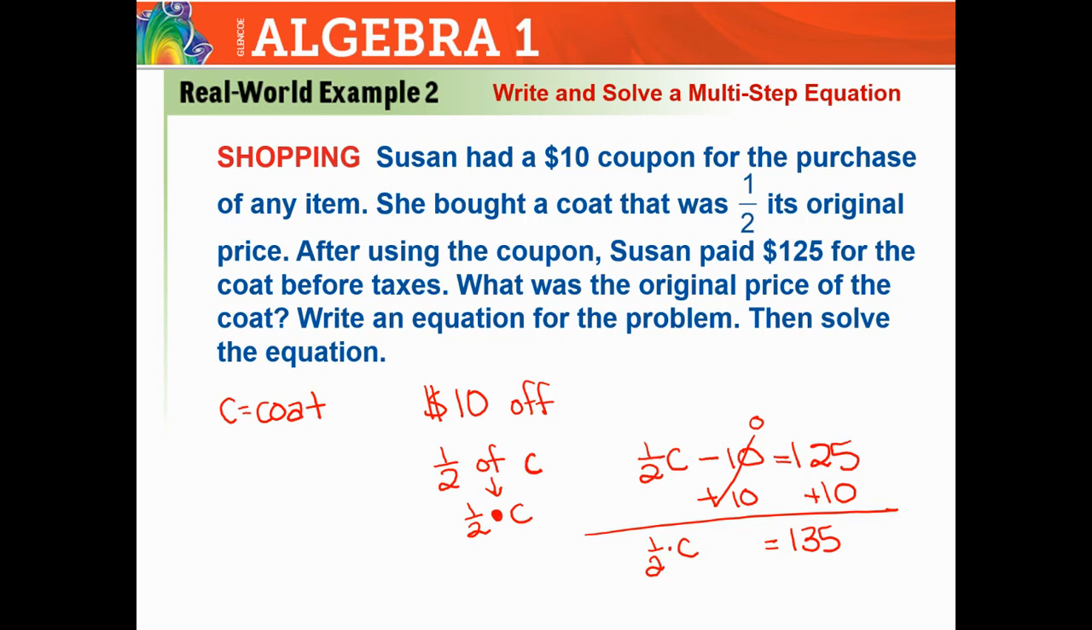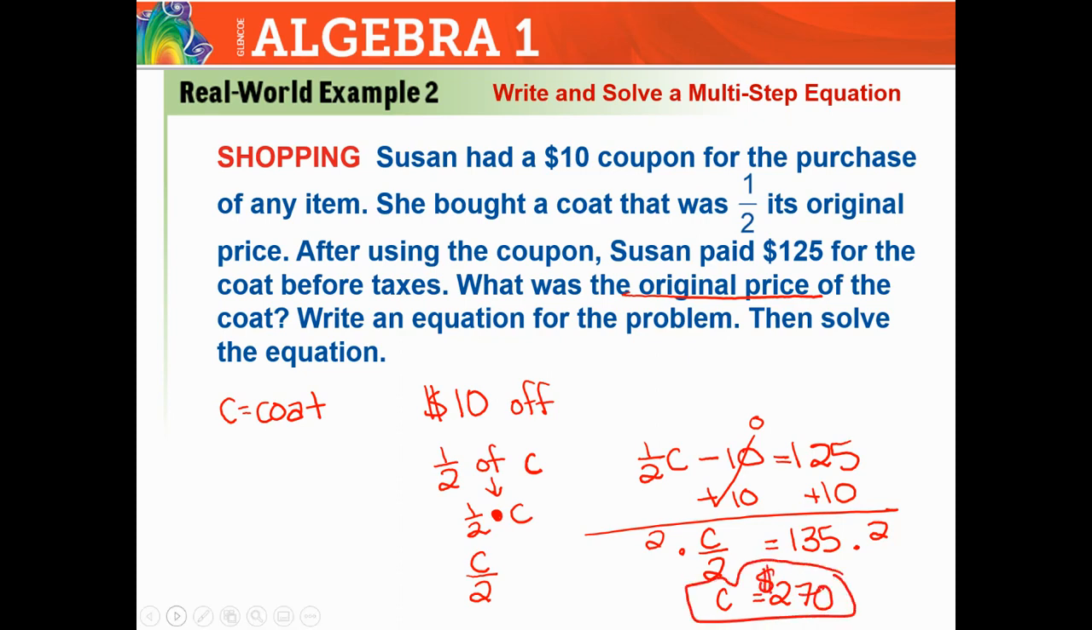And so now to simplify, 1/2 C can actually be rewritten as C over 2. I'm going to rewrite that as C over 2, because then that tells me I'm just multiplying both sides by 2 to get the original price, because that's our goal. We're finding the original price. So we get C equals 135 times 2, and if you plug it into a calculator, we get $270 for the cost of our coat.